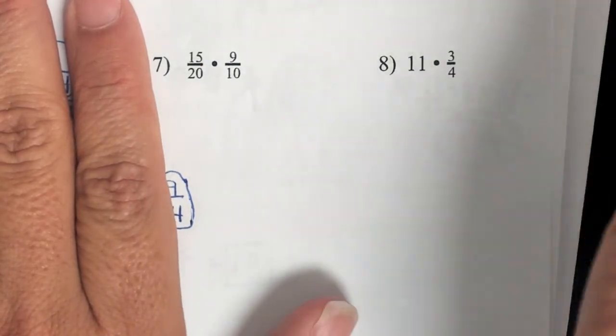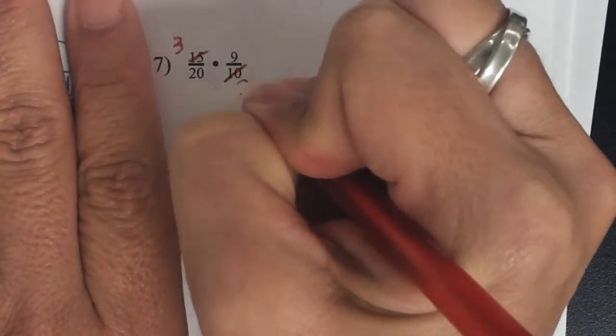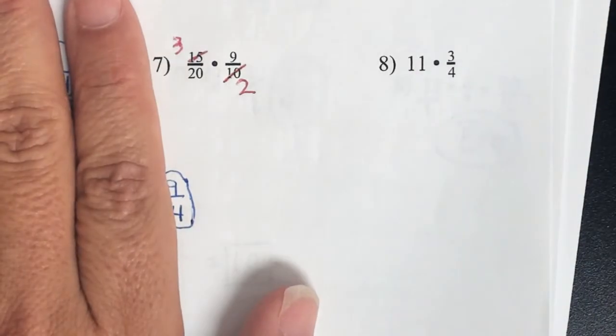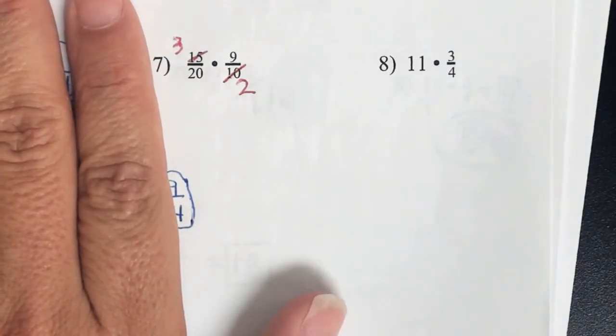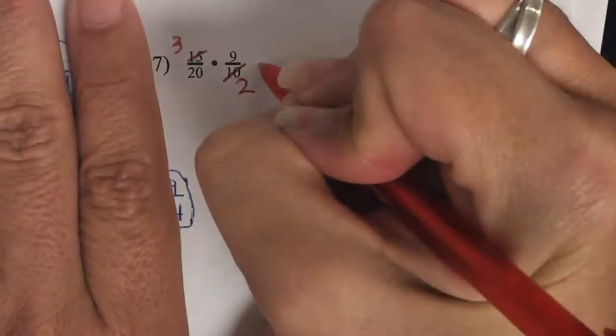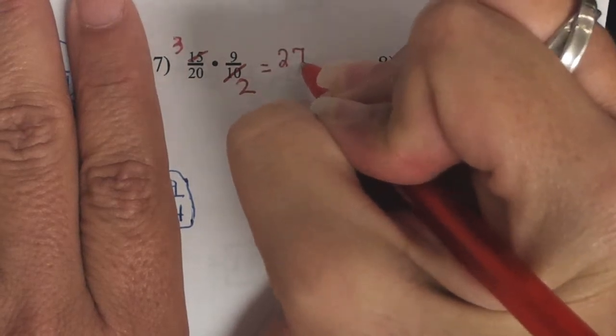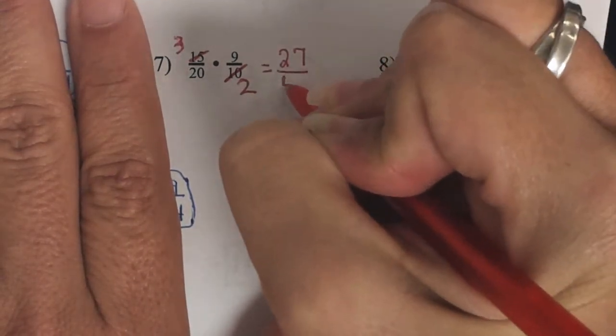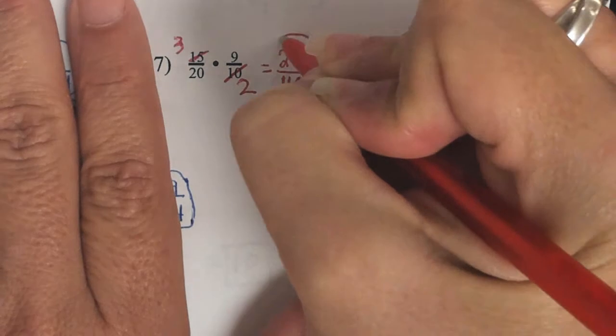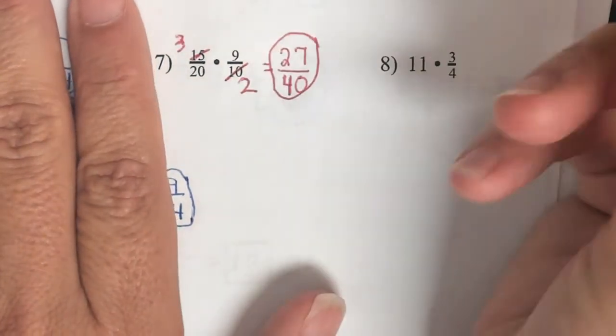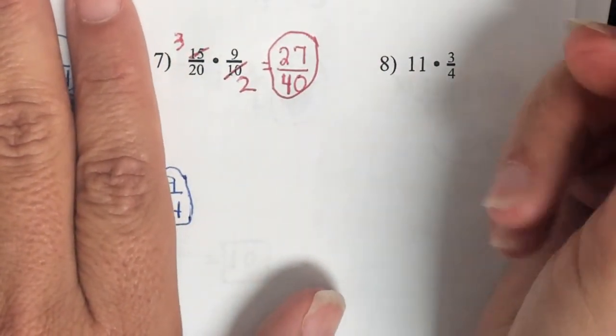15 and 10, you divide by 5. So that's a 3, and then 2. Does anything else simplify? Yes, 2 and 20. I mean, no, that's the side. No, nothing else. So you should have 27 over 40. As long as you got 27 40ths, you're good.